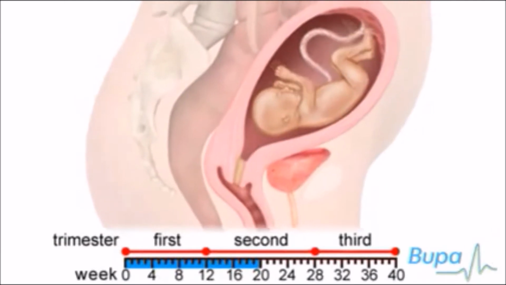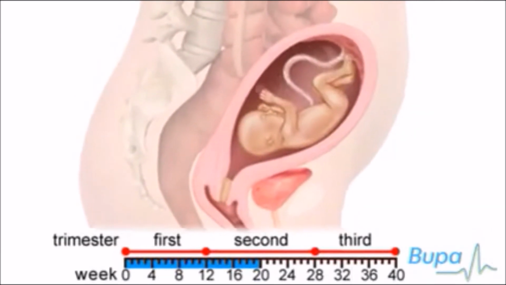You may first feel the baby move in the second trimester of pregnancy. The movements become much more vigorous and obvious as the baby gets bigger and stronger. Braxton Hicks, or practice contractions, are painless tightenings of the womb that may start from around 20 weeks of pregnancy.